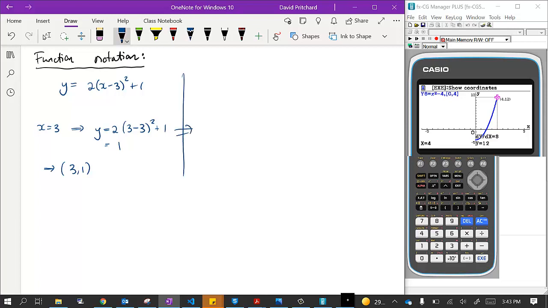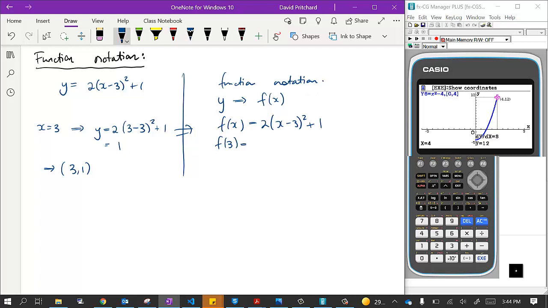Now, with function notation, we can shorten that. So instead of looking at y, we'll say that it's going to be f of x. That means that we've got a function where the variable is x. So we'll say that f of x is equal to 2 times (x take 3) squared plus 1. And instead of having to say let x be, we can go straight away f of 3 is equal to, and so that's saying that we're going to sub 3 in, and we're trying to work out what the y value is. 2 times (3 take 3) squared plus 1, which is equal to 1. And so that means x is 3, y is 1, and we've got our coordinate (3, 1).